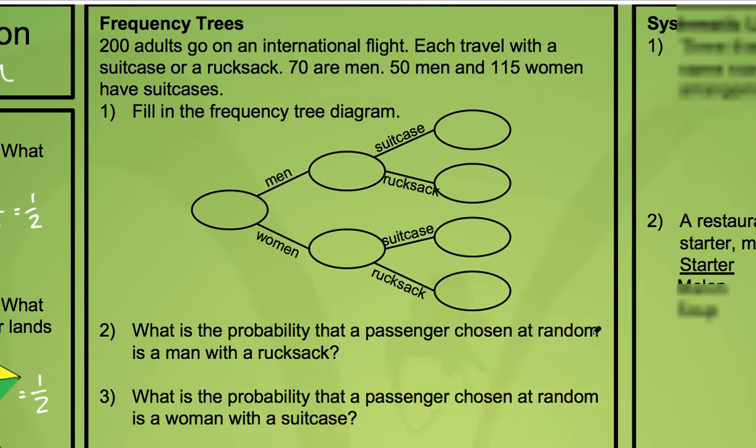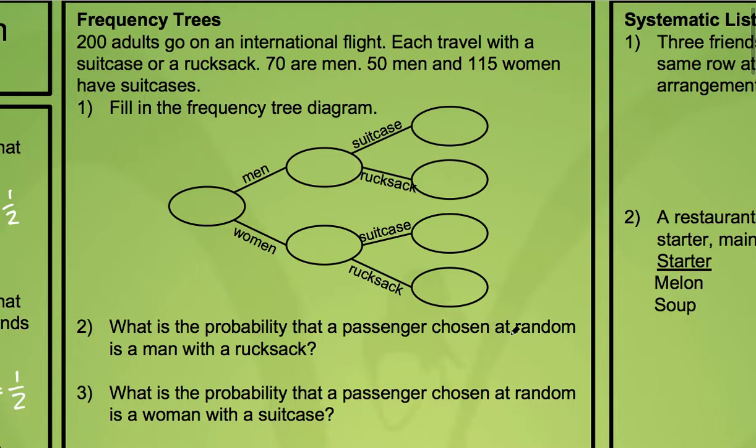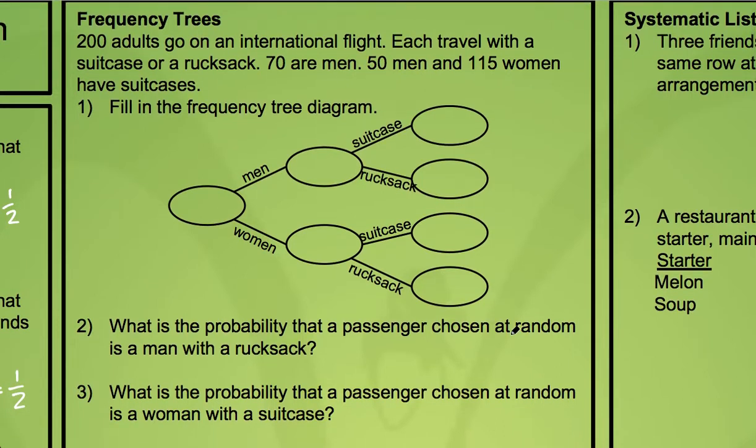Onto the frequency trees box. So frequency trees are like probability trees, but instead of writing probabilities, we are just writing frequencies within them. So 200 adults go on an international flight. Each travel with a suitcase or a rucksack. 70 are men, 50 men and 115 women have suitcases. Fill in the frequency tree diagram.